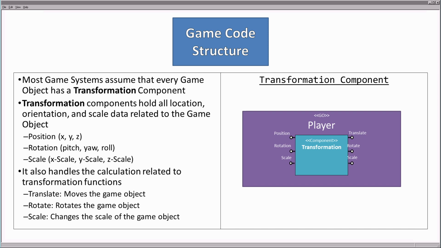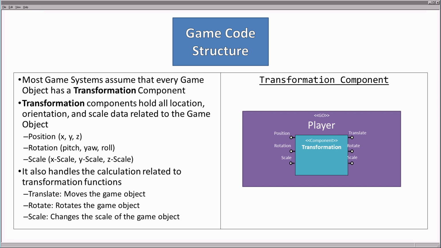Most game engines, or most game systems, assume that every game object has a transformation component. Transformation components hold all the location, rotation, and scale data that is related to a game object. Its position in X, Y, and Z, its rotation in pitch, yaw, and roll, and its scale in X, Y, and Z scale. We can think of this as being the same as the move component discussed in previous examples.